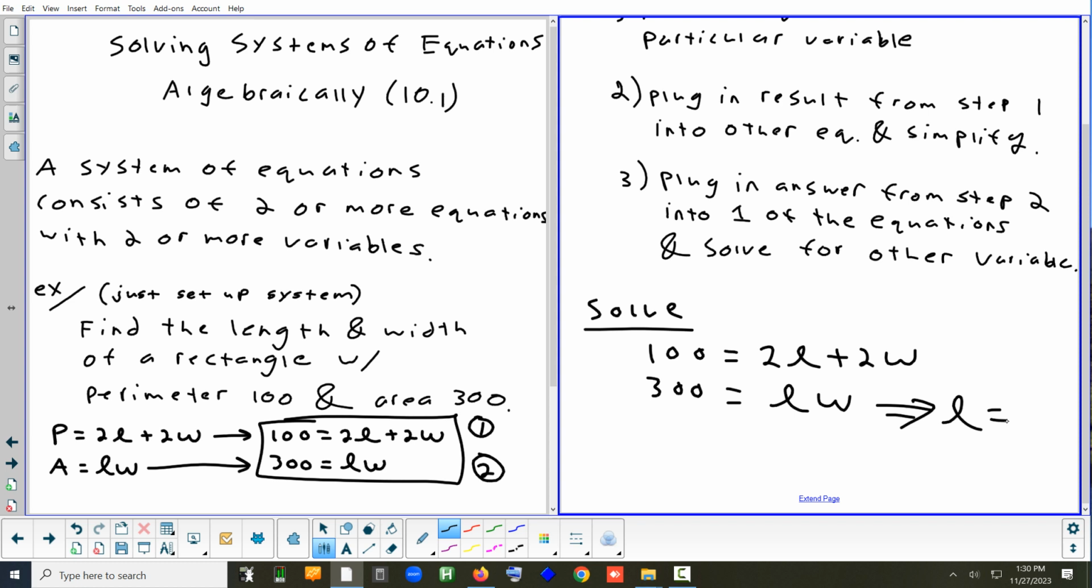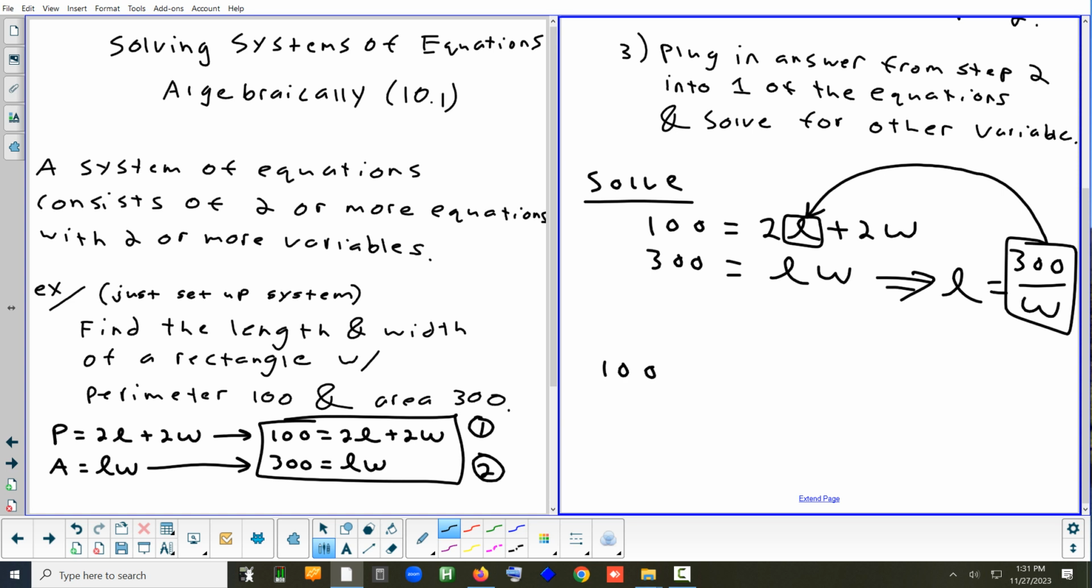If you want to get L by itself, how would you move the W to the other side? You divide. So L would equal 300 divided by W. So that's L. Right? So we did step one. Now plug that result into the other equation. Where is this going to get plugged in for what? For L. That's going to go right there.